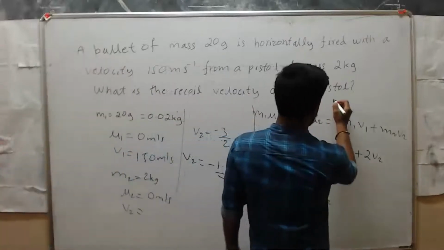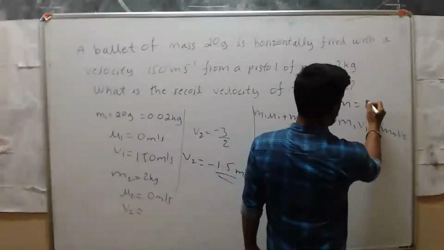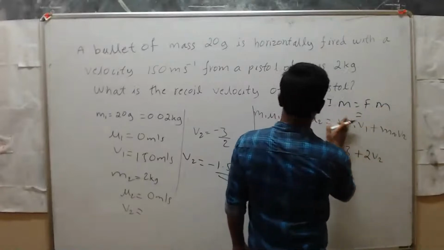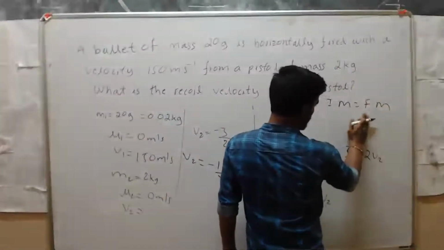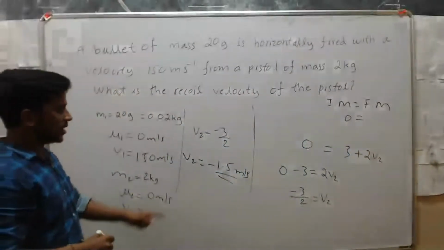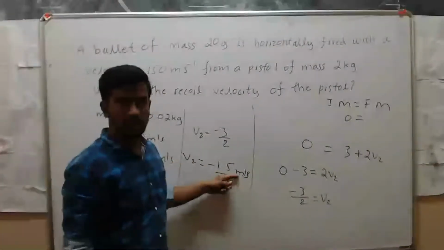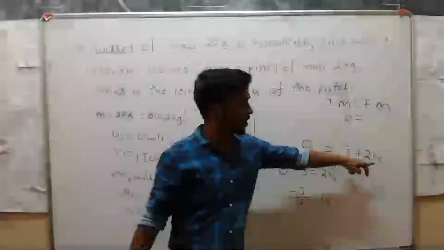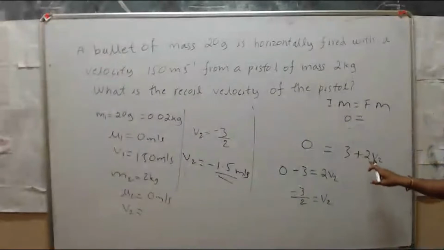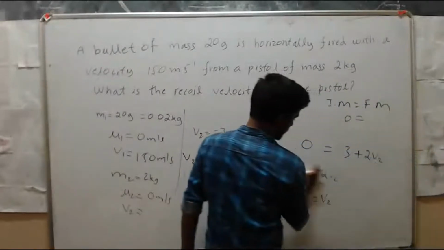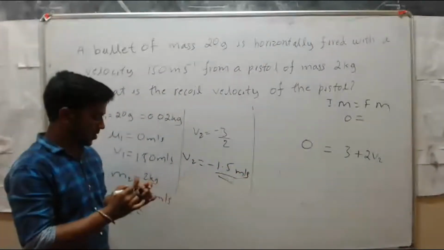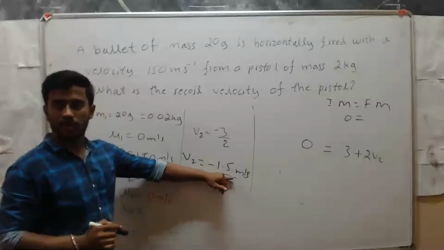Now see here, when is the momentum considered? Initial momentum is equal to final momentum, right? So we got initial momentum equal to 0. If you want to check, you got v2 equal to 1.5 in magnitude, so just substitute it here. For this question you can stop here, because we need the recoil velocity, that is v2 is equal to minus 1.5 meter per second.